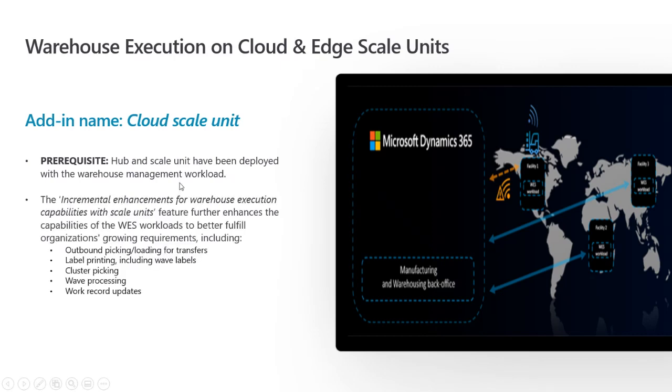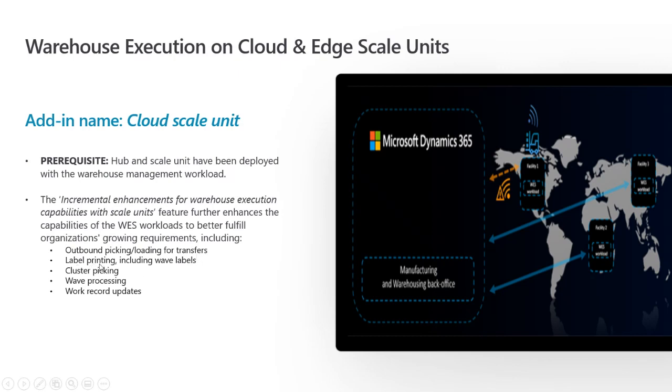So the couple of features that were added in this wave that we want to call out are a mouthful, so bear with me. The first one is the incremental enhancements for warehouse execution capabilities with scale units. So these are our cloud-hosted scale units. So what we have added is inbound picking and loading capabilities for transfer orders. The GA version of this solution, I believe, only addressed sales orders. So now we have transfer order capability.